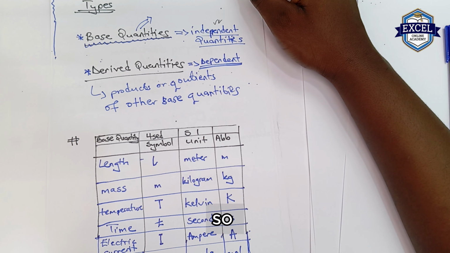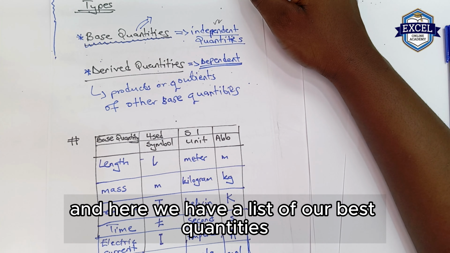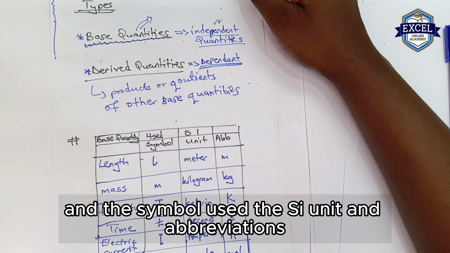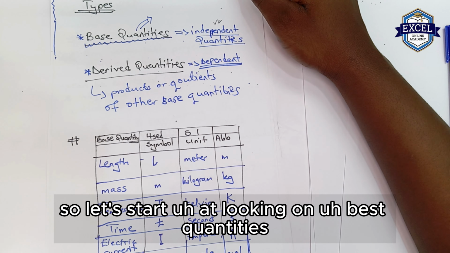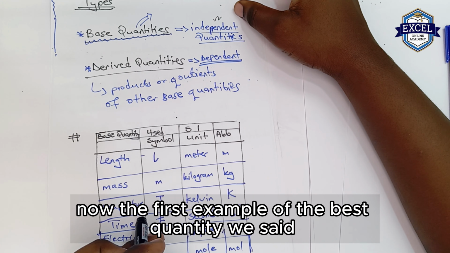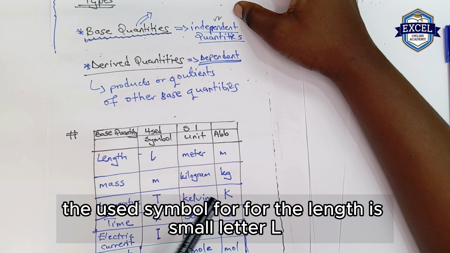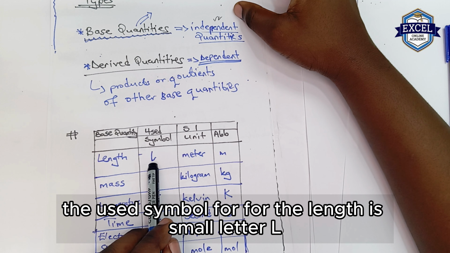Here we have a list of base quantities and the symbol used, the SI unit, and abbreviations. Let's start by looking at base quantities. The first example of a base quantity, we said, is length. The symbol used for length is small letter L.